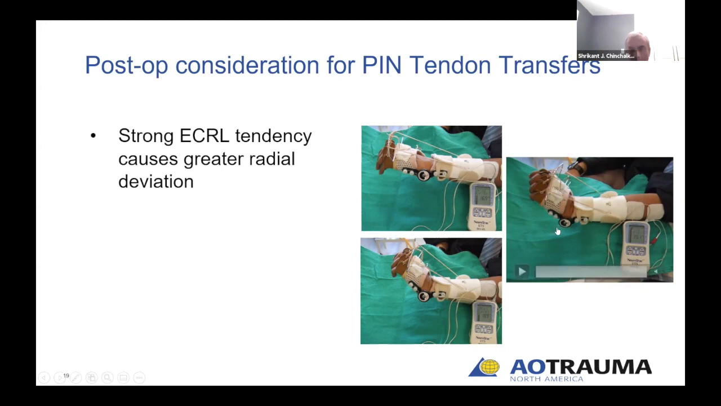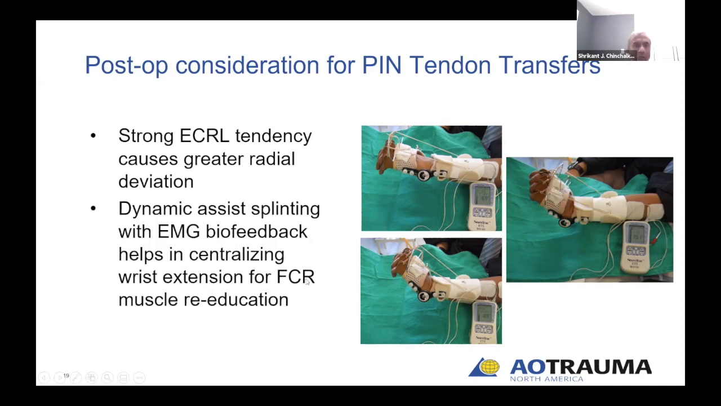the hinge on both sides makes the wrist move only in one direction. That means that we are getting the central direction of pull, especially at the level of the wrist. And once we have attained that central direction of wrist extension, then we can start discontinuing this dynamic assistance. So dynamic assistance, we use that with EMG biofeedback, helping to centralize wrist extension for FCR muscle re-education.